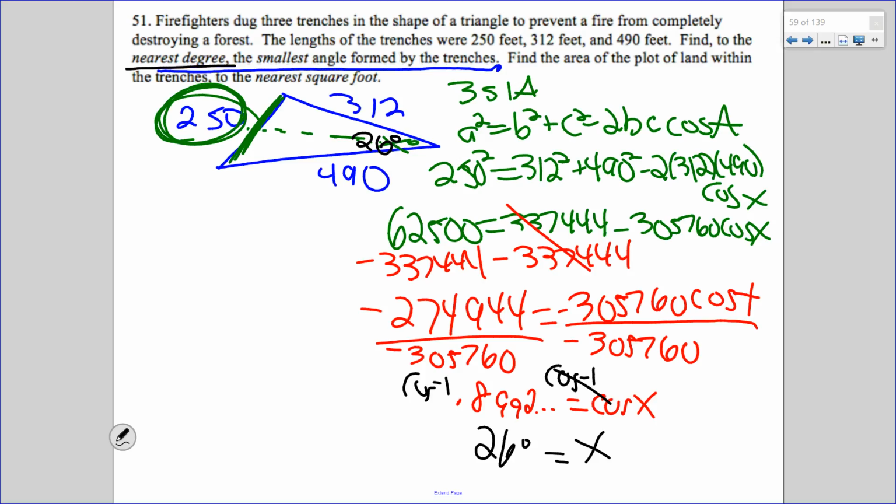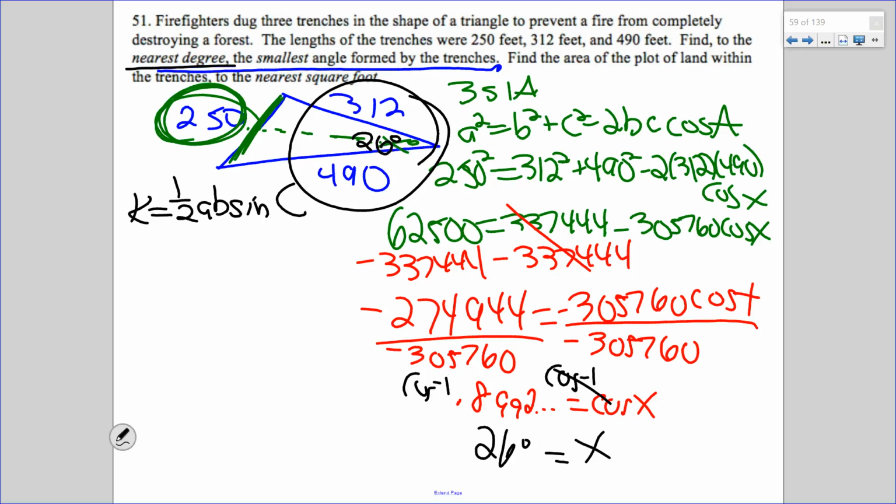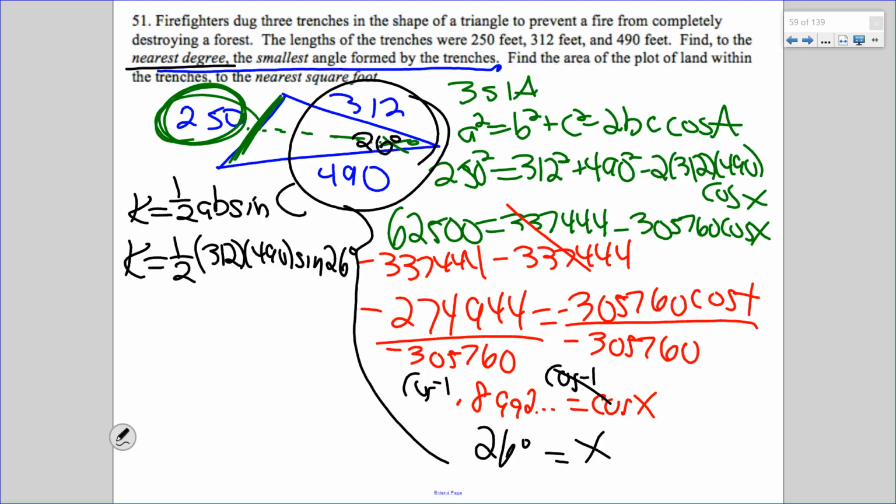Now that I have that, it wants me to find the area. So the formula for area is K equals 1/2 ab sine C. I need two sides and an included angle. I have that. So it's K equals 1/2 times 312 times 490 times sine 26. Because in the first part of the problem it told me to round, I'm going to use 26. If it didn't ask me to do the first part of the problem, I would put 25 point whatever is in the calculator.